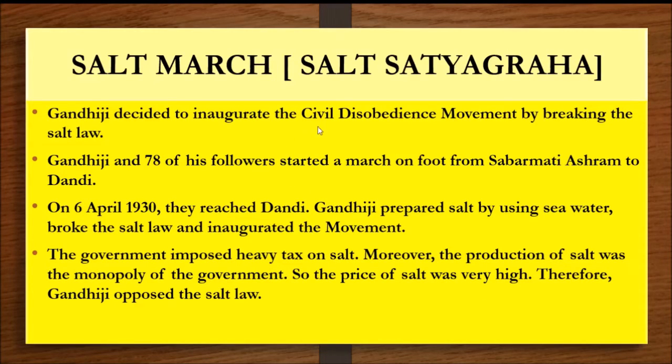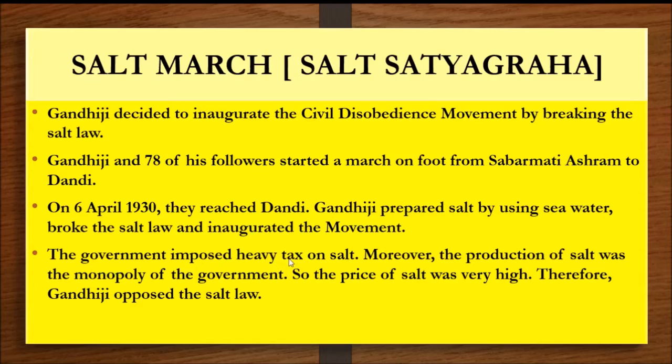Now, salt march, salt satyagraha. Gandhiji decided to inaugurate the civil disobedience movement by breaking the salt law. Gandhiji and 78 of his followers started a march on foot from Sabarmati Ashram to Dandi. On 6 April 1930, they reached Dandi. Gandhiji prepared salt by using seawater, broke the salt law and inaugurated the movement.